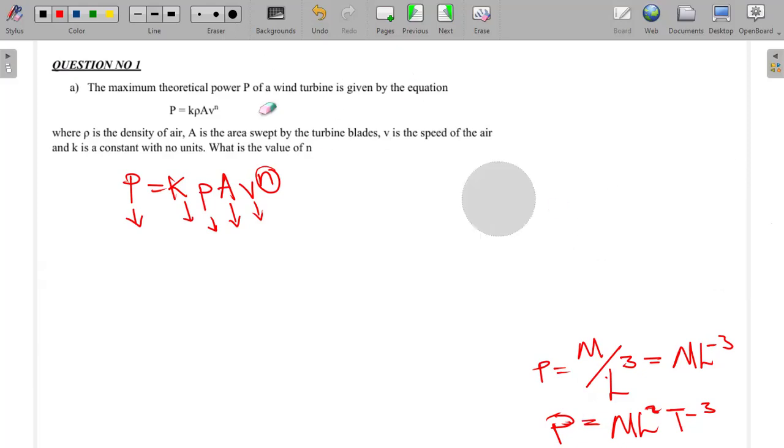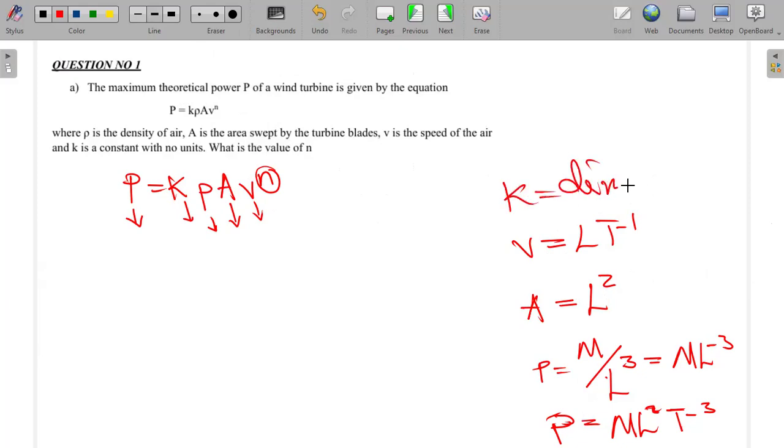Then we have area, which is measured in meters squared as the units of measurement. So basically the dimensions for area will be length squared like that. Then what else? Then we have velocity itself, v, and you know the velocity is distance over time. So I have my L T to the power minus 1 like that. Then we have k, which is a dimensionless constant. So just say this is dimensionless like that.